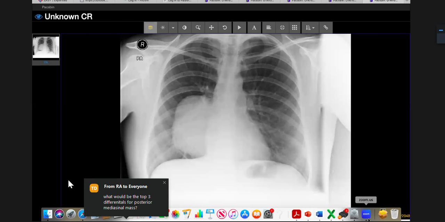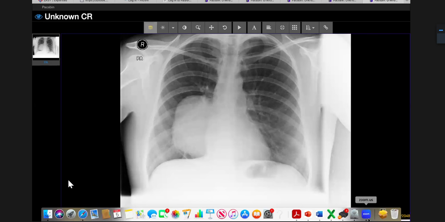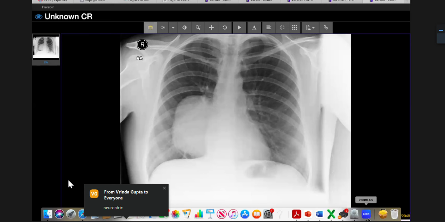What would be the top three differentials for posterior mediastinal mass? So neurogenic tumor, which could be benign or malignant. Extramedullary hematopoiesis, but you expect more masses than just one solitary mass. A cyst, as you said, even a duplication cyst or one of these things. And then lymph node again, it doesn't look like that, does it? One large lymph node is not going to look like that.